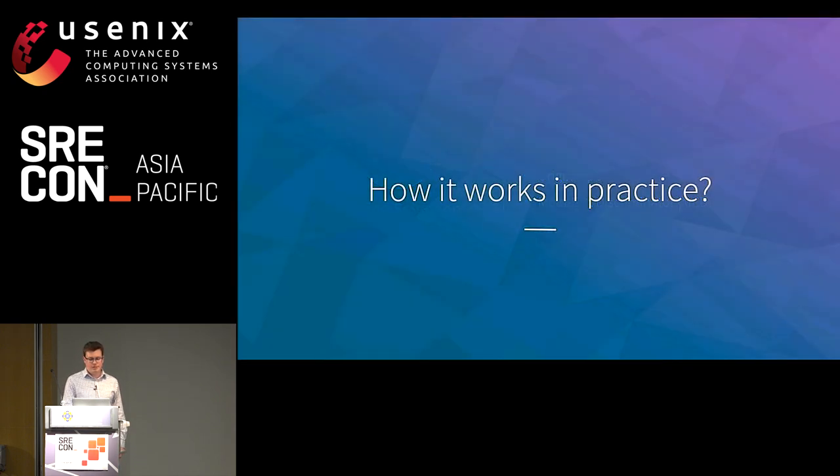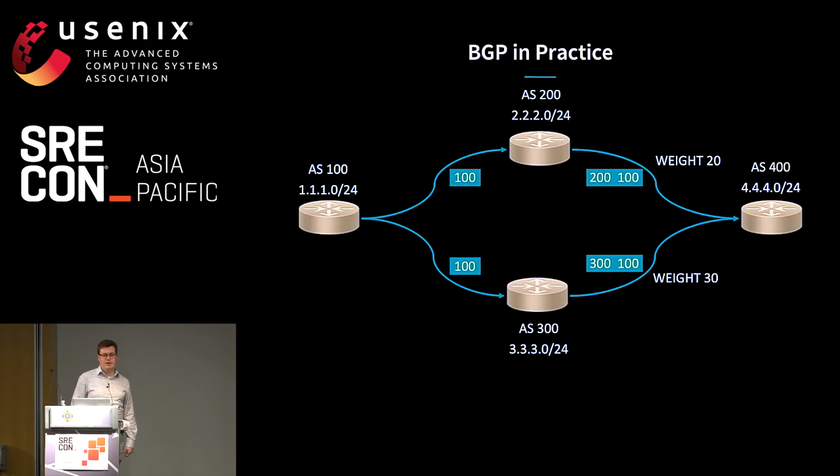All right, so let's put this all into practice. I've got this four AS network here. If I'm going from AS100 to AS400, I've got two links. Each AS will prepend itself into the AS routing path. So you can see between AS100 and AS200, AS100 is prepended into the path. Between AS400 and AS200, AS200 is prepended into the path. And the same goes for the bottom route where we have AS300 instead of AS200.